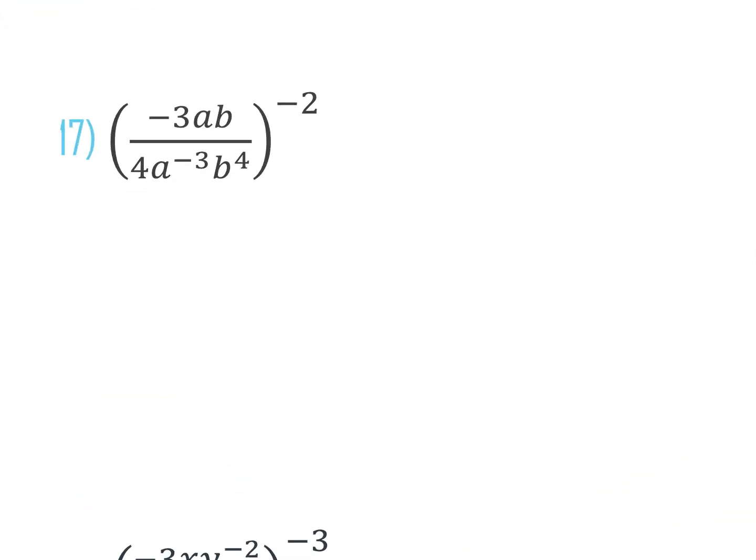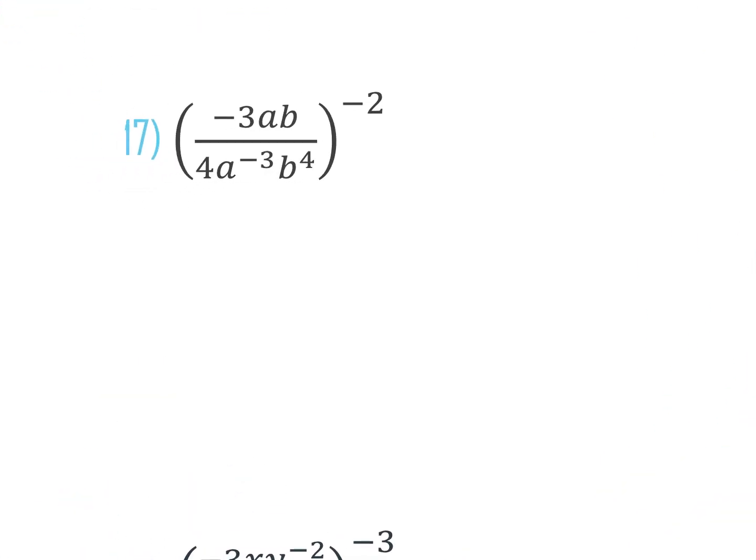Okay, so for this one, again, you can either choose to flip it and make that -2 power positive, or you could simplify what's in the parenthesis first and then apply that negative exponent. Again, you have options. So let me go ahead and I'm going to simplify what's inside first. So I'm going to take my base A's and then I'm going to take care of my base B's.